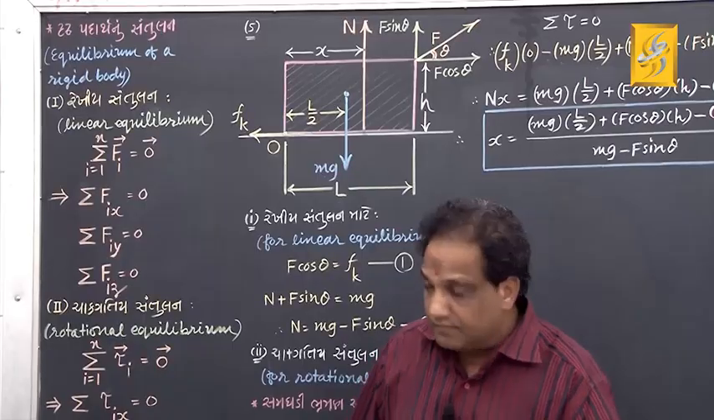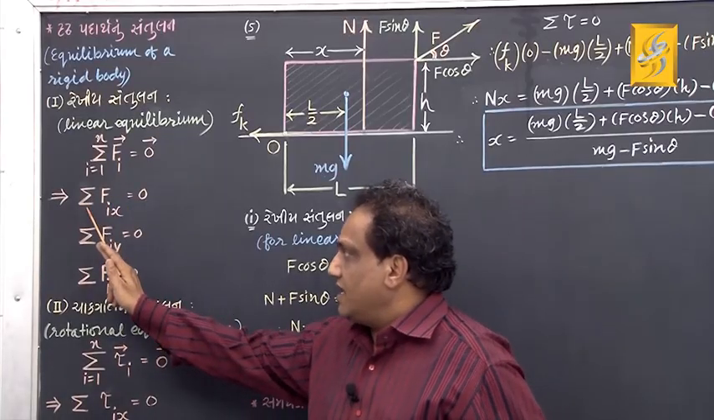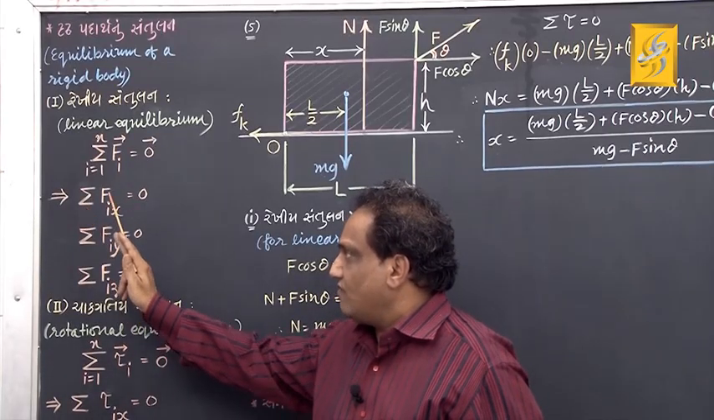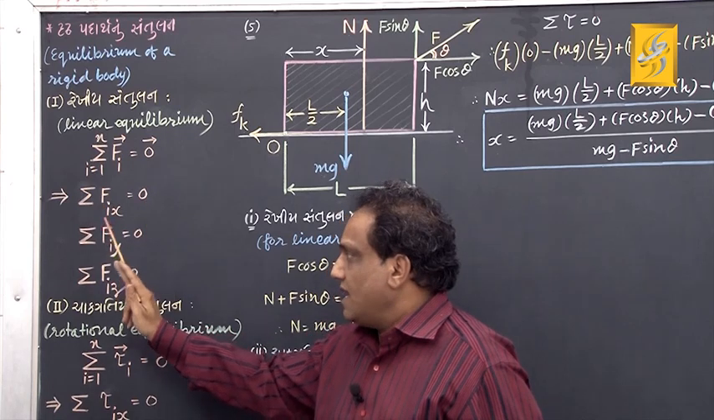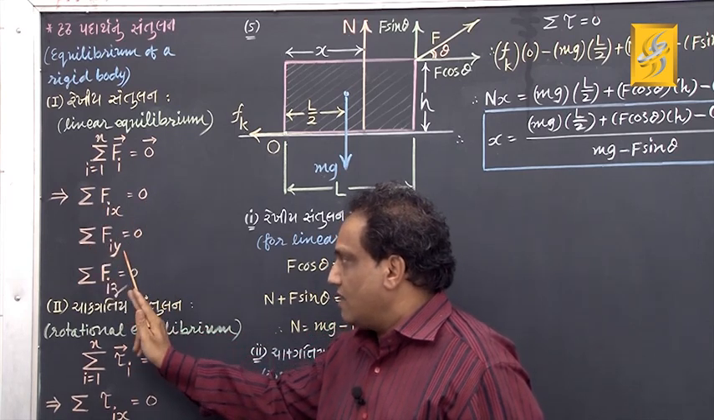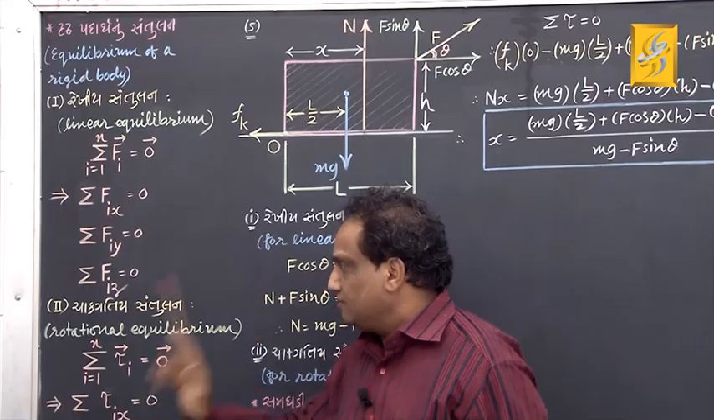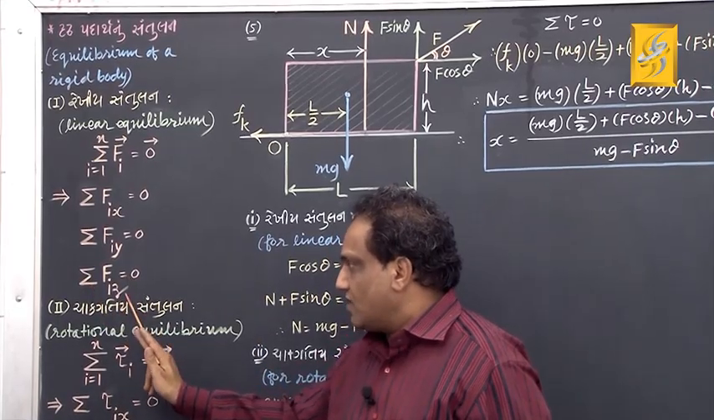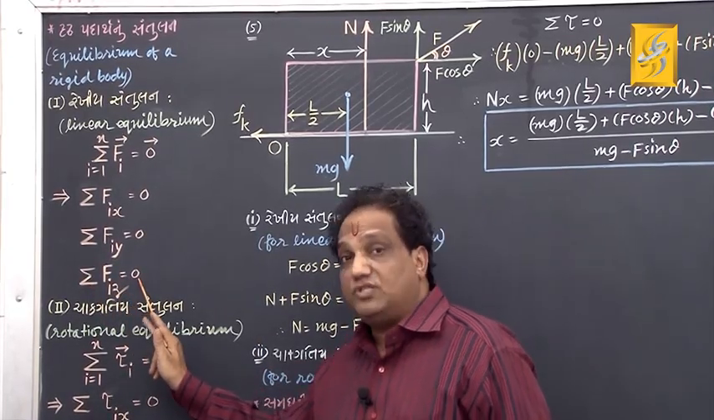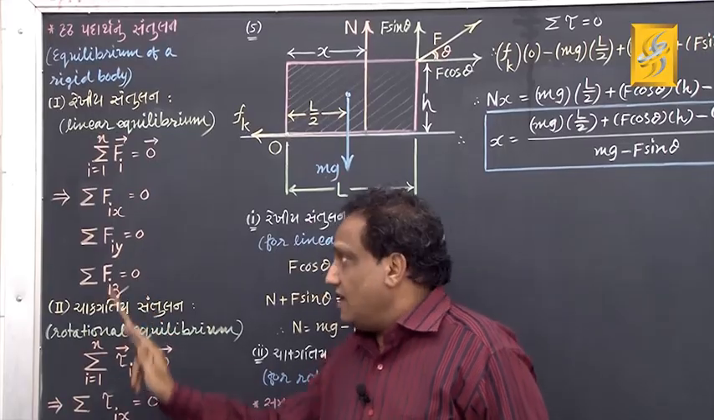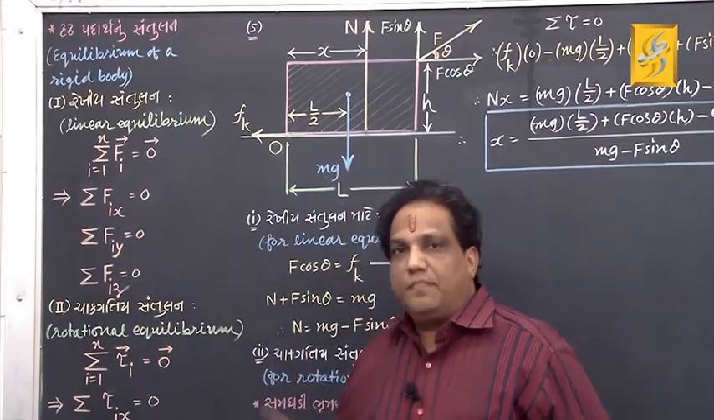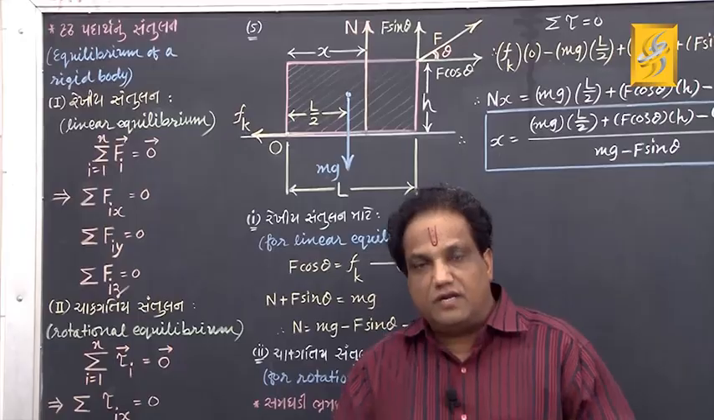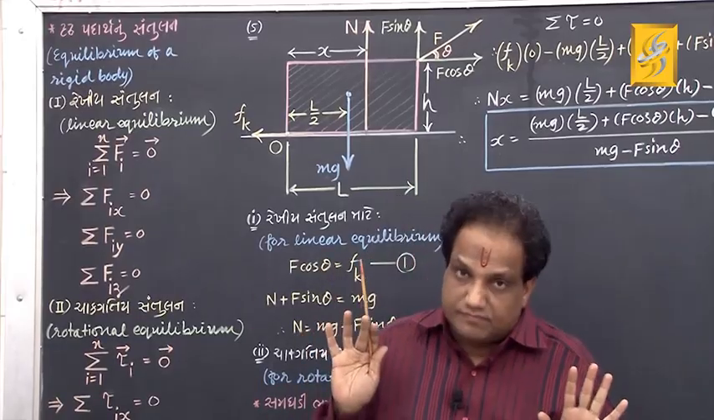a time. So the algebraic summation of x components of all the forces must be 0. The algebraic summation of y components of all the forces must be 0. The algebraic summation of z components of all the forces must be 0. If these conditions are satisfied, then the rigid body is said to be under linear equilibrium.